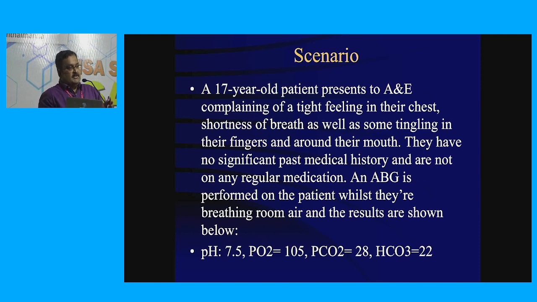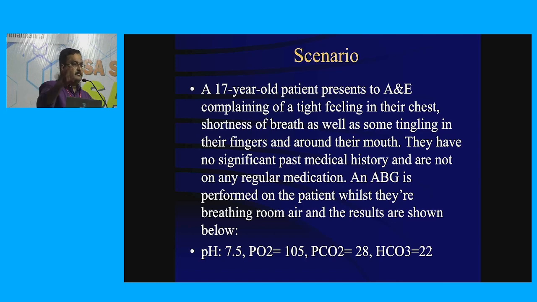I will give a small scenario to the next team. 7 minutes, very fast. A 17-year-old patient presents to the emergency room complaining of a tight feeling in her chest, shortness of breath, as well as some tingling in her fingers and around her mouth. She has no significant past medical history. ABG was done: pH 7.5, PO2 105, PaCO2 28, bicarbonate 22.